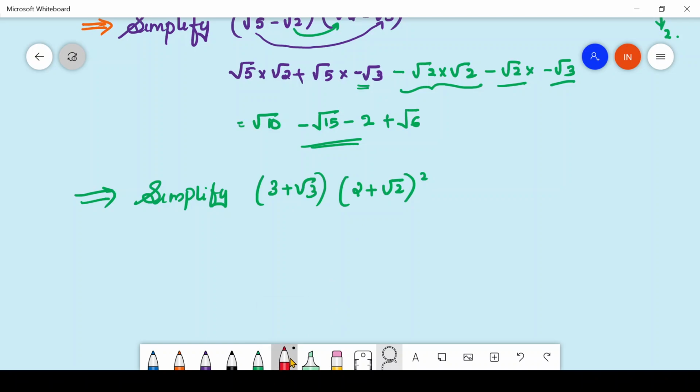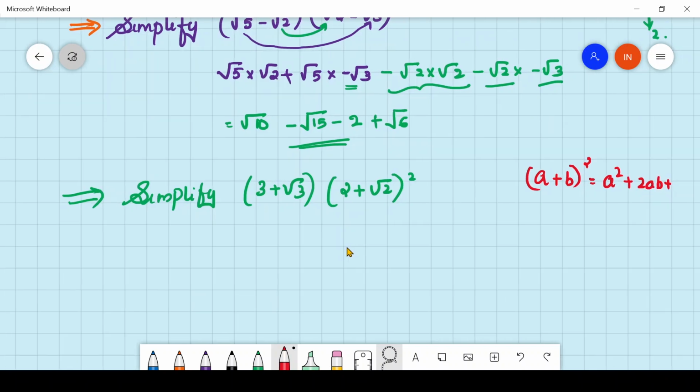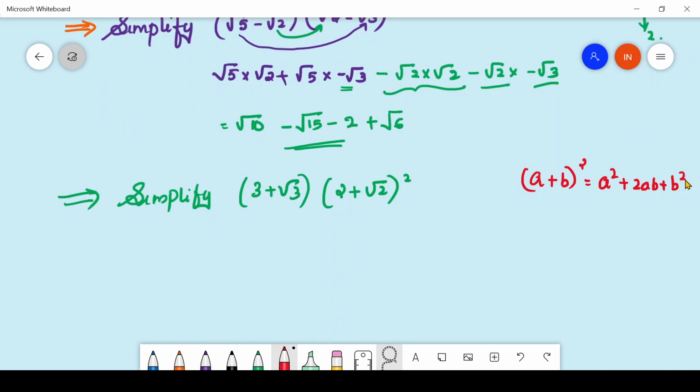So you can see here the second bracket has a square. It is of the form a plus b the whole square, right? So what is a plus b the whole square? We already saw that it is a square plus 2ab plus b square, right? So let's apply this over here. I'm just putting the same first bracket, 3 plus root 3, because we have to change the second bracket. So a square is 2 square here, I'm just writing 2 square only now, plus 2 into a into b, that is 2 into 2.